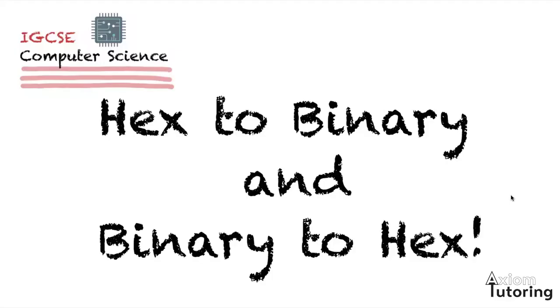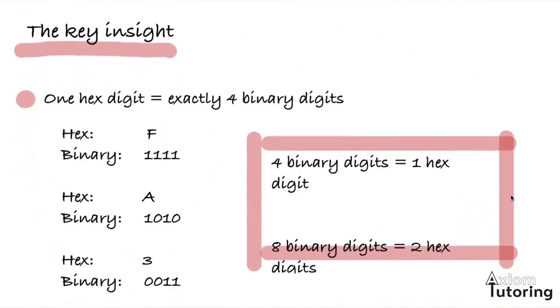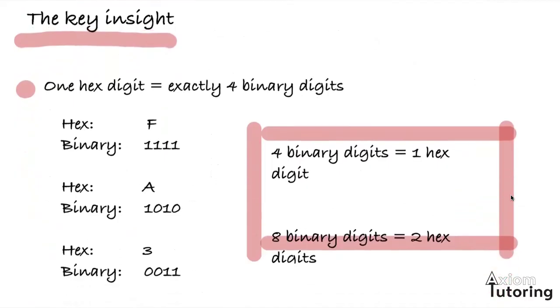Today, we're going to look at how to convert directly between hexadecimal and binary. In the last video, we learned what hexadecimal is and why it is used, and now we need to be able to move between the two number systems quickly. Now, here is the key insight that makes this simple. One single hex digit always corresponds to exactly 4 binary digits.